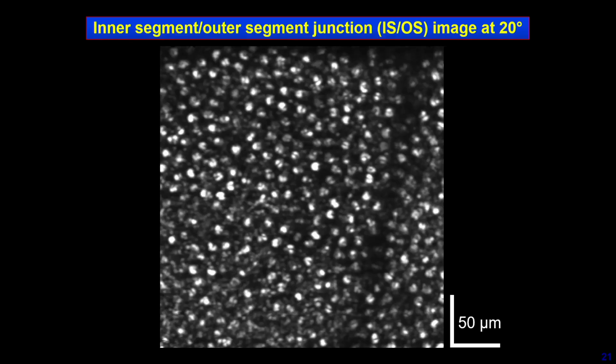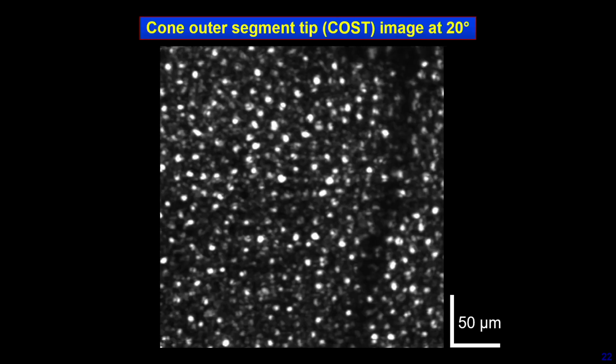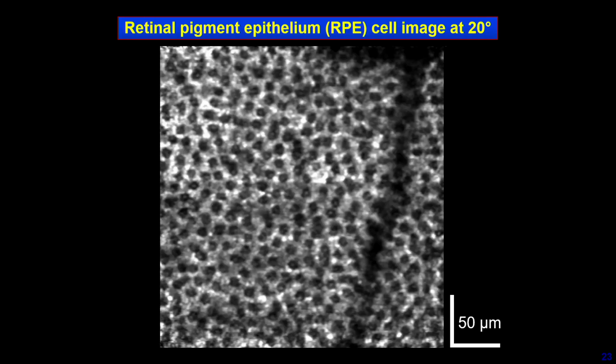This is the inner segment, outer segment junction image. We can see the multimode structure. This is the cone outer segment tip image. This is the RPE cell image.